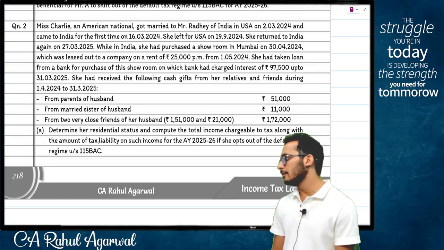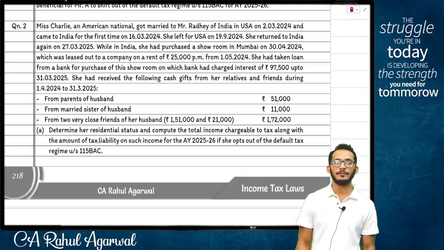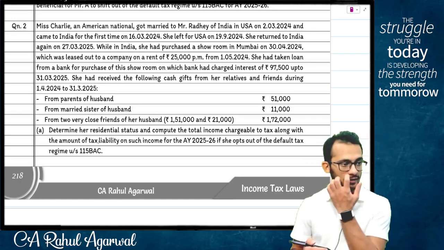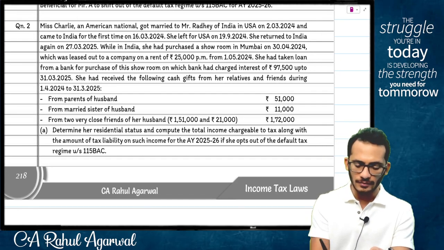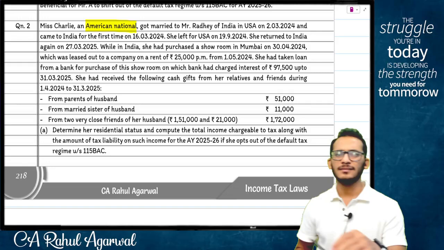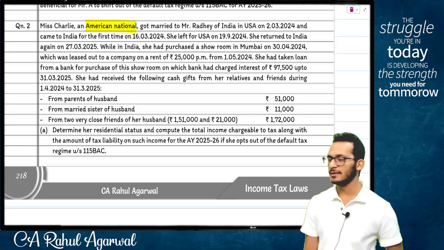I'm going to hold back, people. I'm seeing multiple dates and people outside India visiting India and all. This is residential status. The moment I do that, I'm going to start marking a few things. First, I'm noticing Mrs. Charlie is an American national. The moment I notice that, it means she is not an Indian citizen.